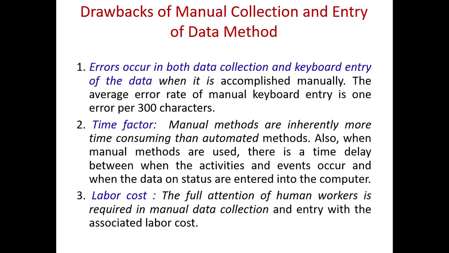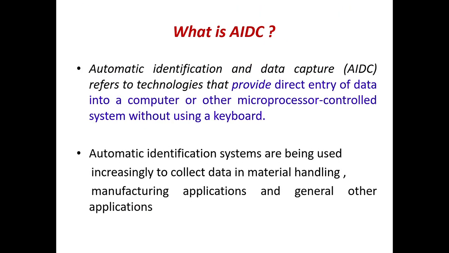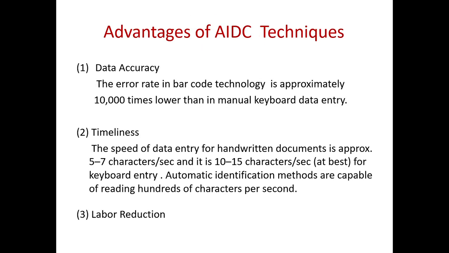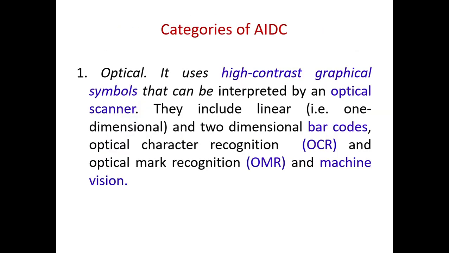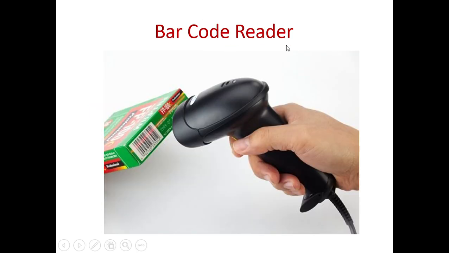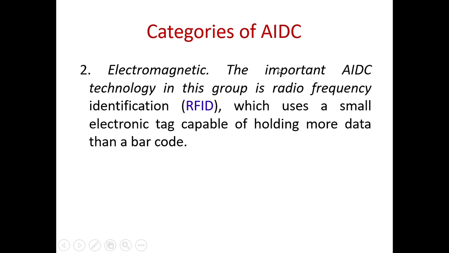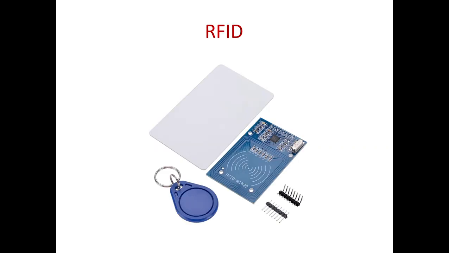Fifth category is material identification and control equipment. You'll find that AIDC, that is automatic identification and data capture, technology is widely used for identifying material and even to record material on computer system. There are different types of AIDC. In optical base, you'll find barcode readers. Then in electromagnetic, you'll find RFID, radio frequency identification.